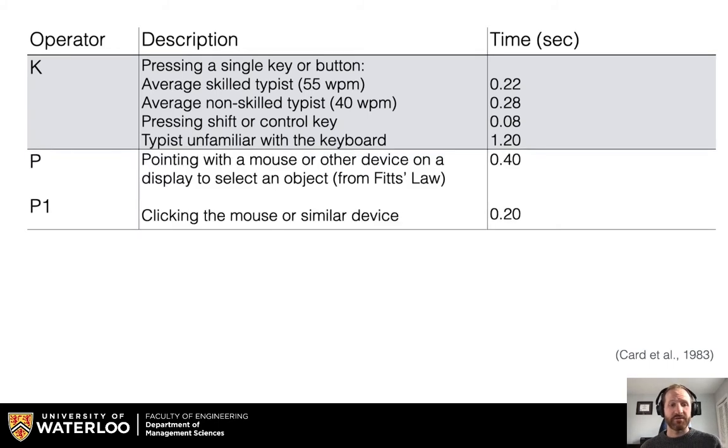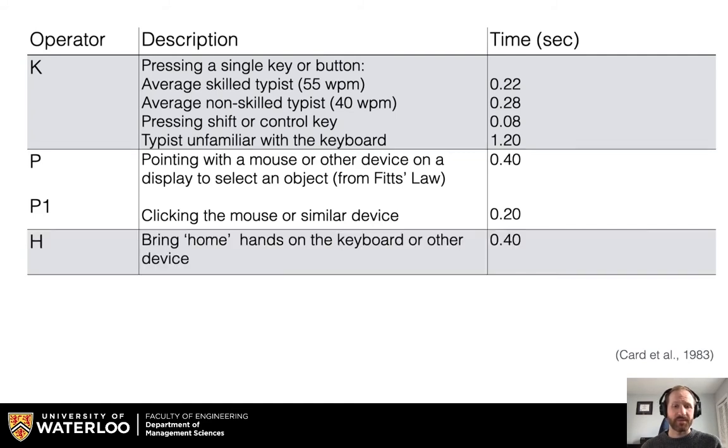Other operators might include pointing with a mouse. This is from Fitts's law, which we'll cover shortly. And typically you might expect that to be about 0.4 seconds. And clicking the mouse or a similar device is 0.2. H, another operator, is bringing home hands onto the keyboard or another device. This would be moving from the keyboard to the mouse or from the mouse to the keyboard to kind of switch which one you're using, whether you're going to use the P operators or the K operators.